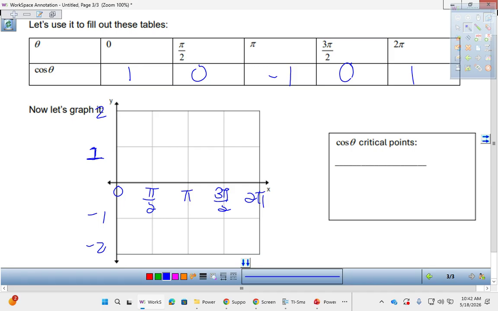So now I can take the values from the circle and put them on the graph by plotting points. So 0, 1 is here. Pi over 2, 0 is here because I'm not going up or down at all. Pi goes to negative 1. 3 pi over 2 is 0, not going up or down at all. And 2 pi goes back to 1. Cosine looks a little different.